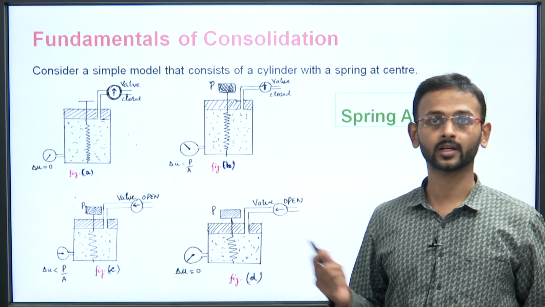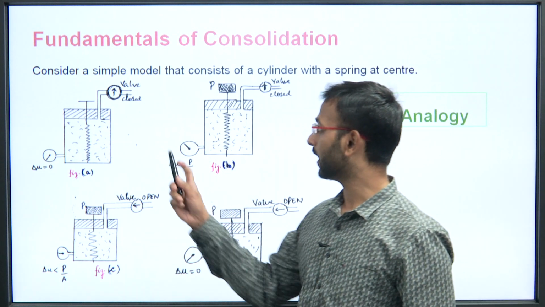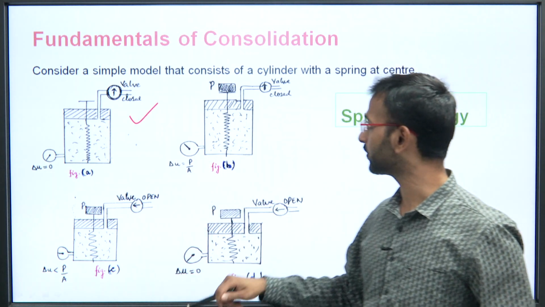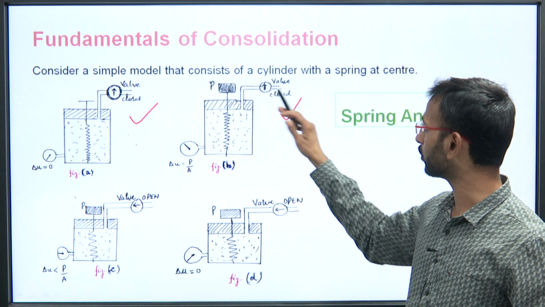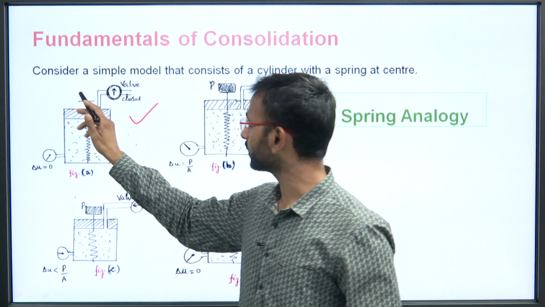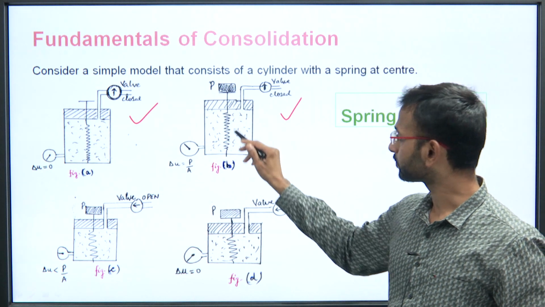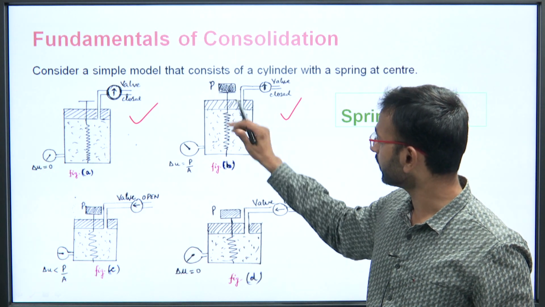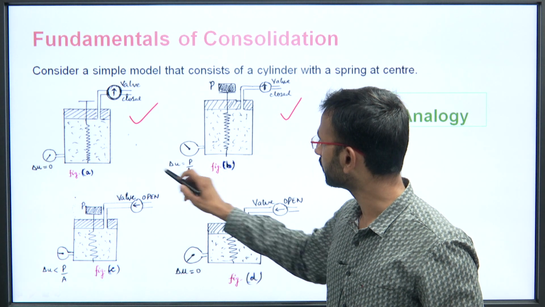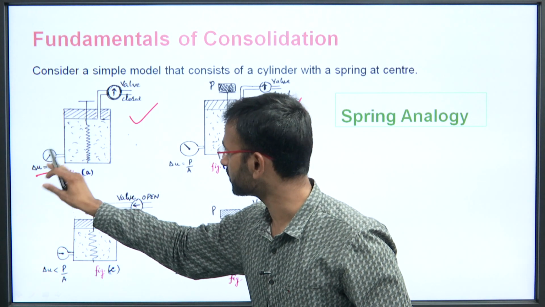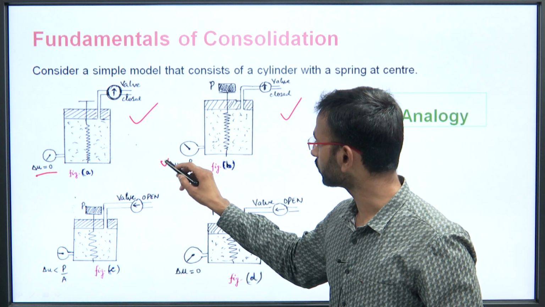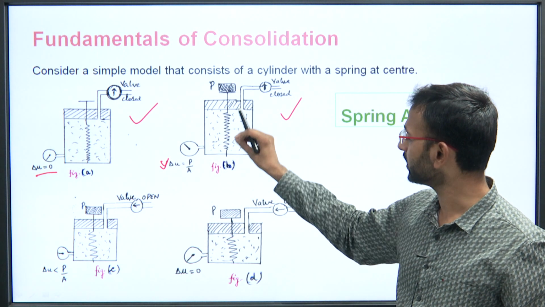We discussed the spring analogy, where the valve was closed in the first setup, and in the other one also the valve was closed, but there was no load being applied. As soon as the load was applied, what happened? The water took the entire load. So the pore water pressure, which was initially 0, rose: the water took the entire pressure as soon as the load was applied.